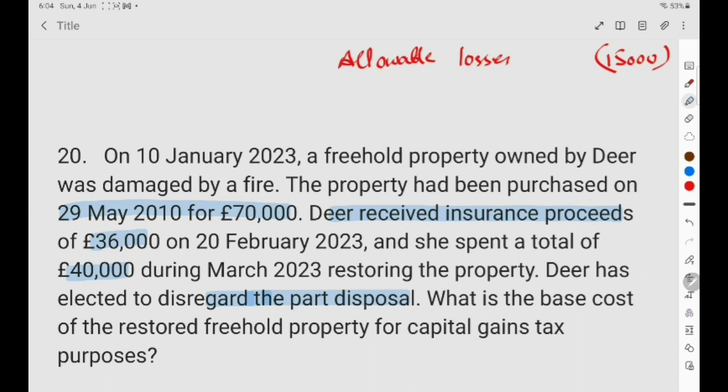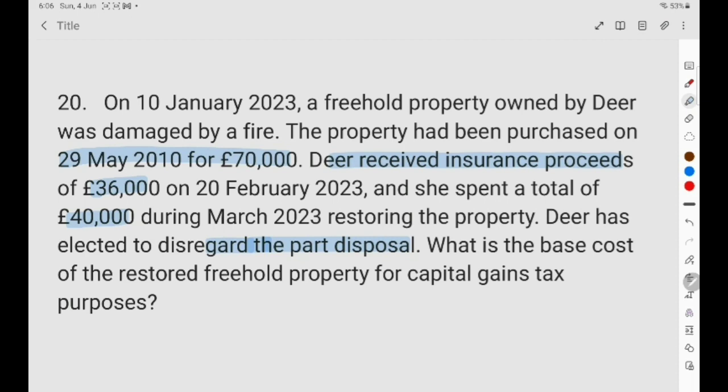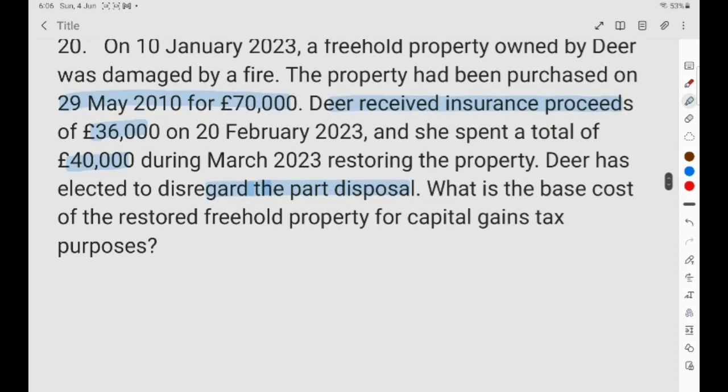So here restoration expenses are more than the amount of insurance proceed. So how will this be calculated? So we have to calculate the capital gain tax base cost. For this we have to consider the original amount of asset, and that is 70,000, right?